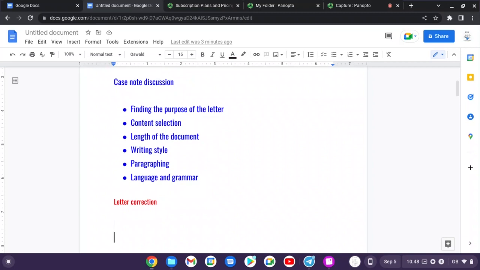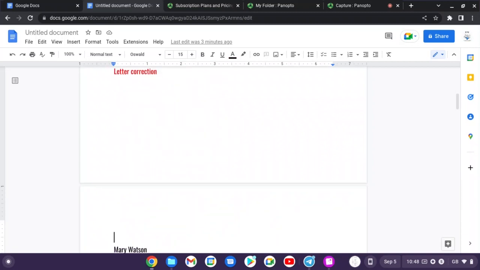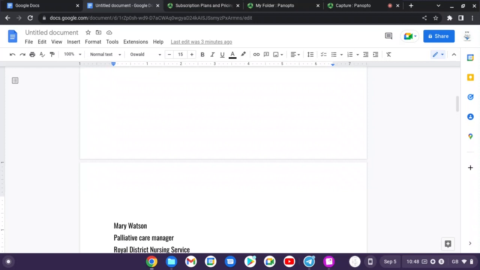So we'll next move towards the case note first. Then we'll come back to this letter that we got from the Telegram group.